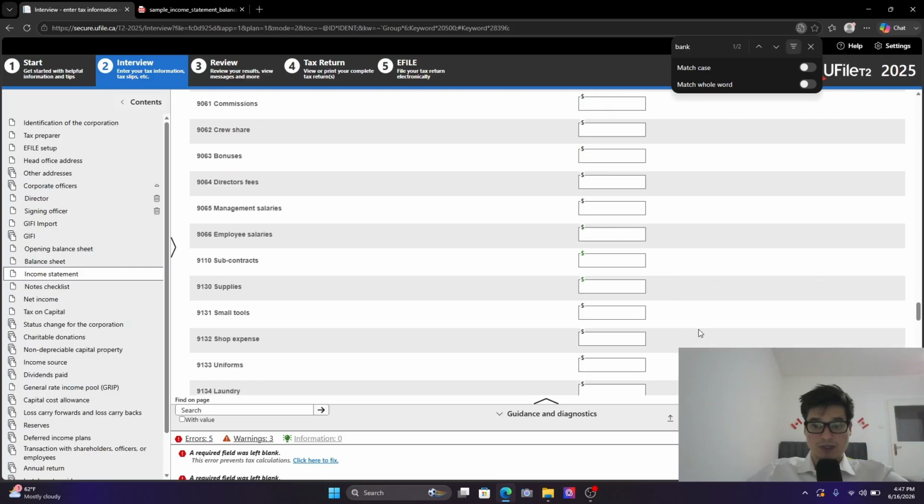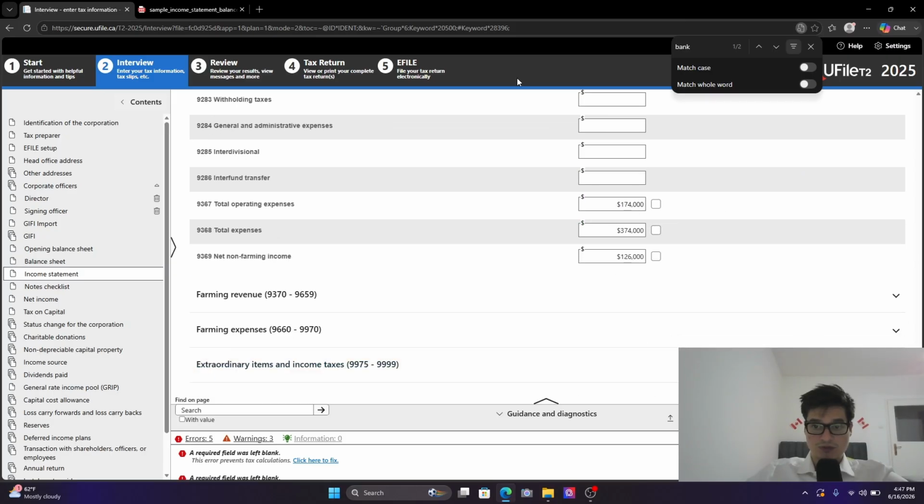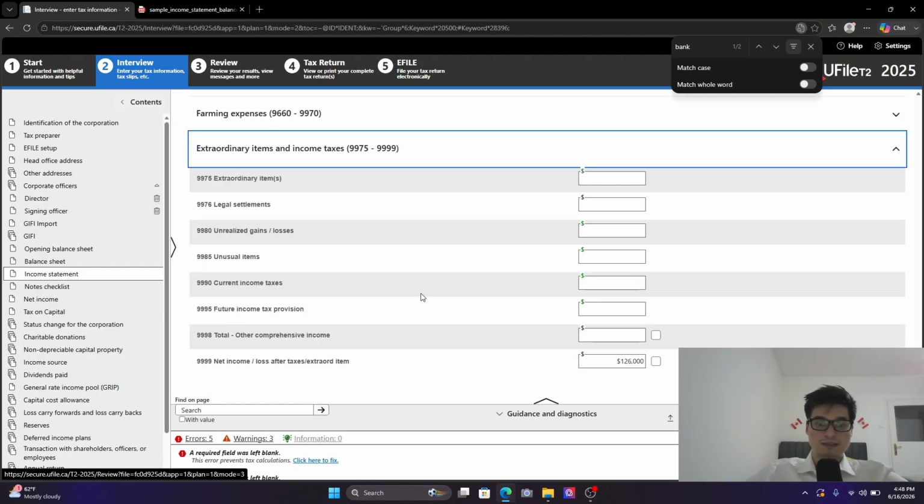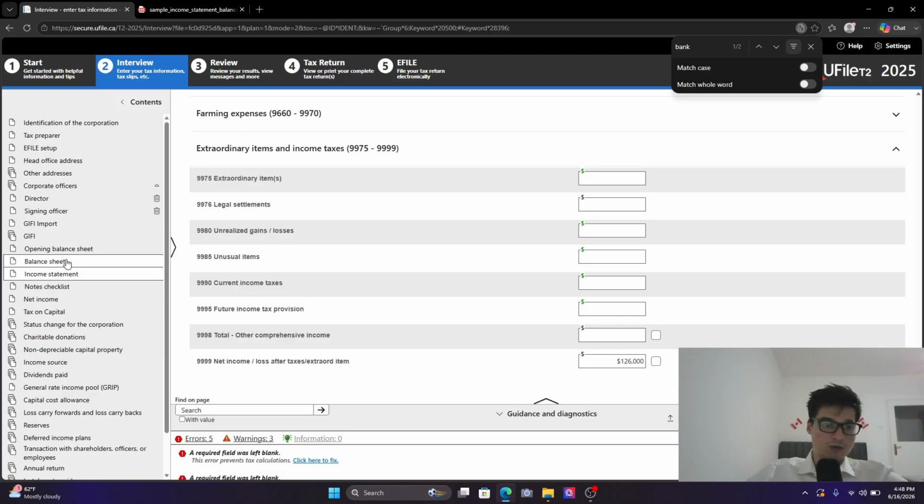Now we want to make sure we have the correct amount. So we'll go straight down to the bottom. Total operating of 174,000, net income of 126,000. Very good. So that is exactly what we need. Look at that net income amount. Go to our balance sheet.